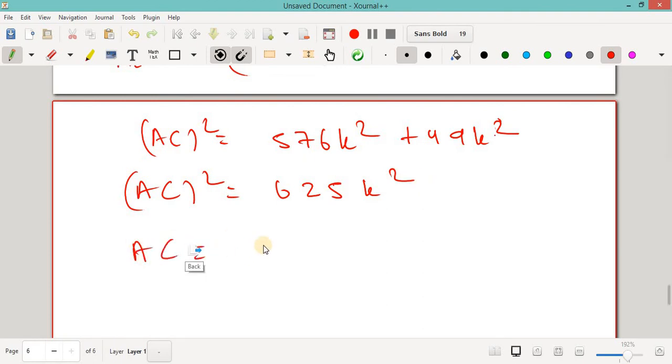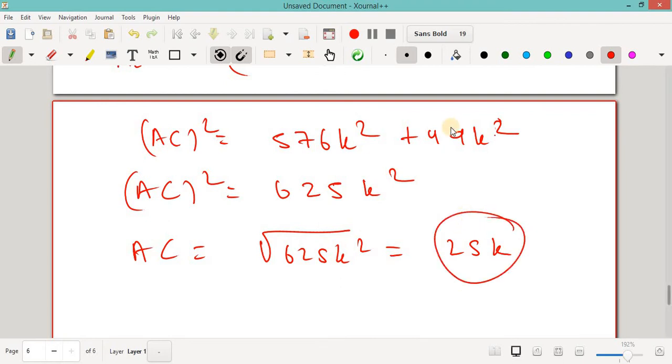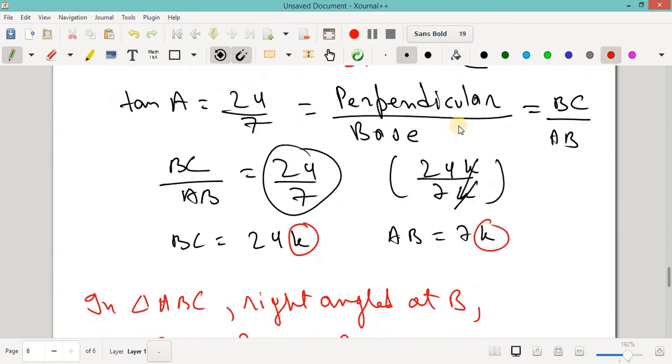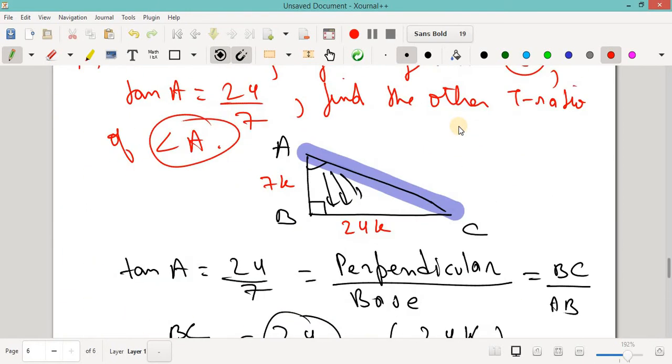Now this is AC square. So what will be AC? AC will be root under 625K square. If we solve that, 625 we know is the square of 25, and K square to K will come out. Again it is plus minus, but we'll take plus only, so no need to show that negative sign again. So this is my AC, we have got our third side also. So let me just equate that. So this will be your 25K.